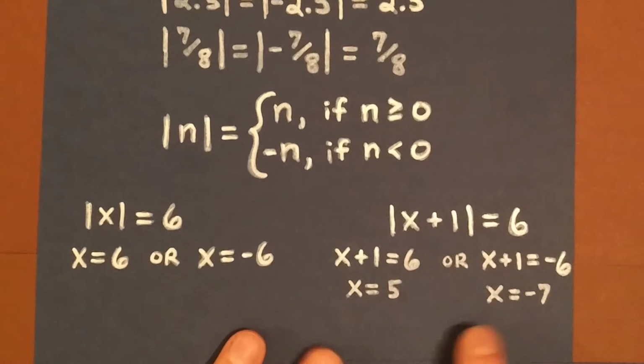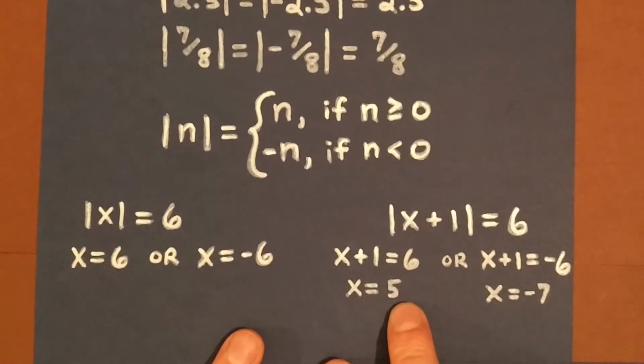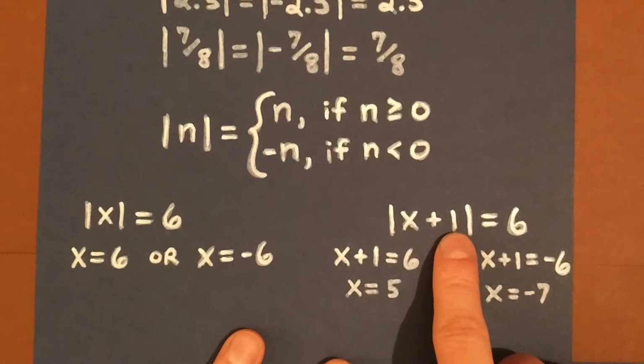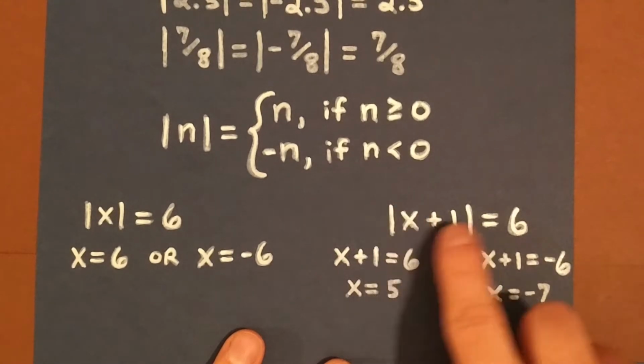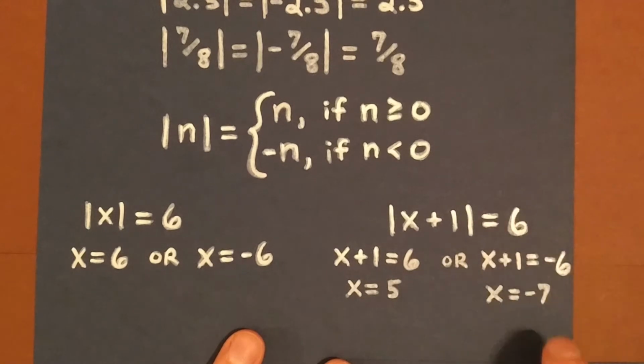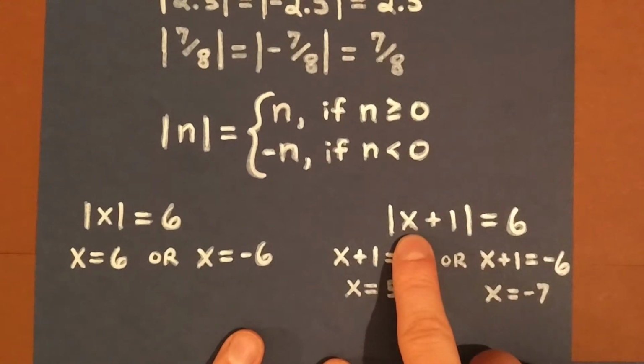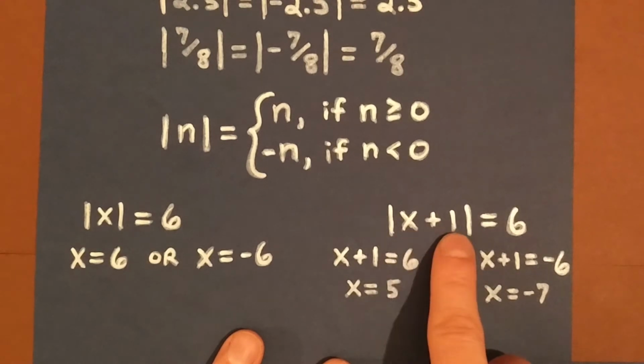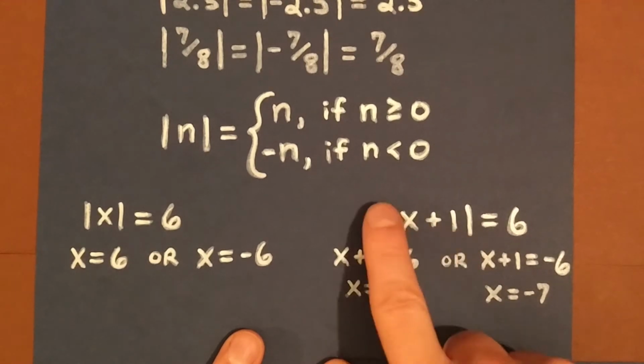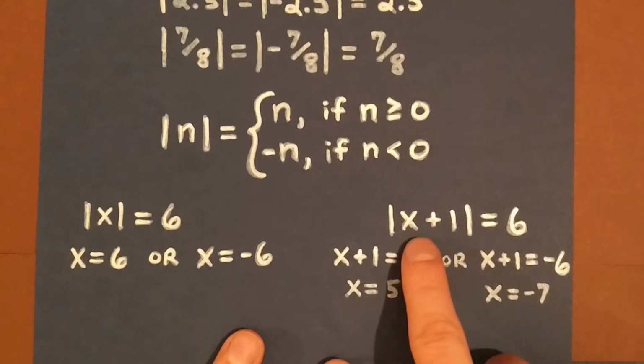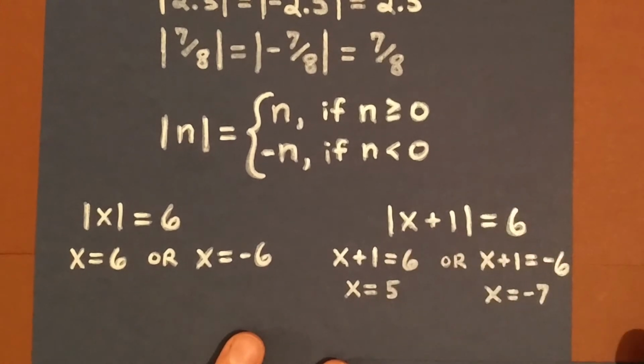And we can check just simply substituting here. If x is 5, then we get 5 plus 1 is 6, and the absolute value of that 6 is 6. And we check -7. -7 for x, -7 plus 1 is -6, and then the absolute value of -6 is 6. So that works as well.